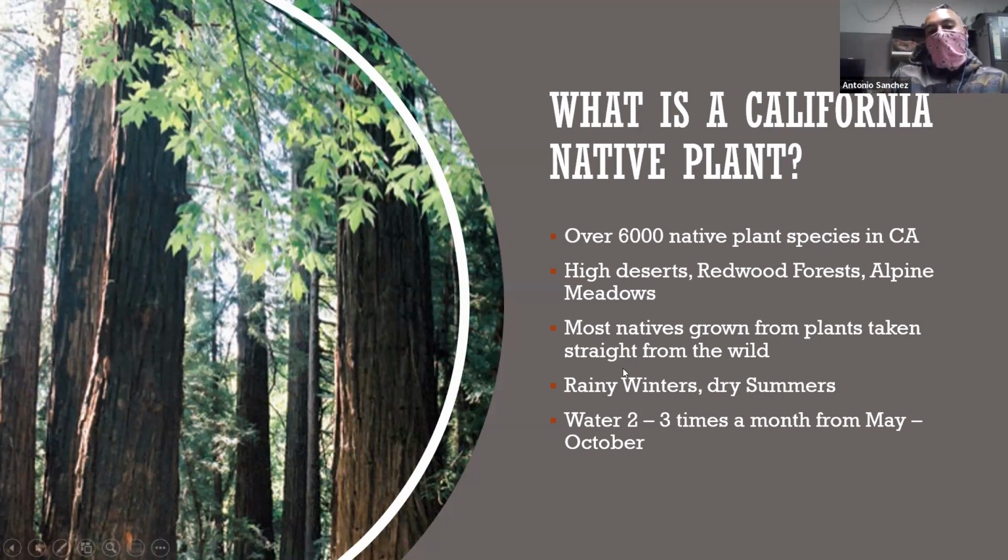And remember, all these plants are almost all being pulled first generation from native nature, and they remember wet winters and they remember dry summers. So for us, watering during the dry season, I'm going to recommend that you guys water 2 to 3 times a month.